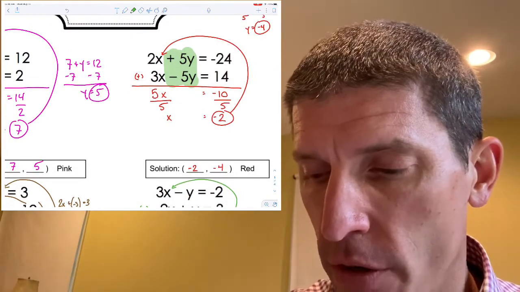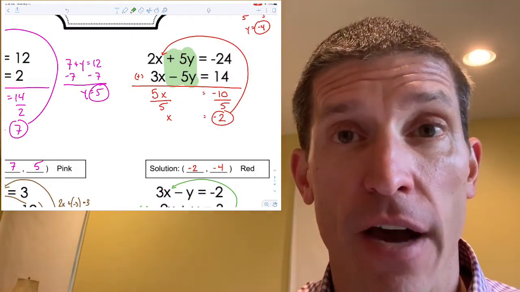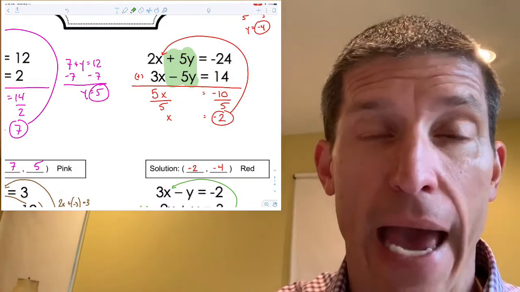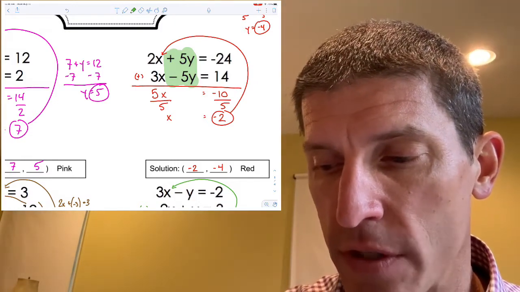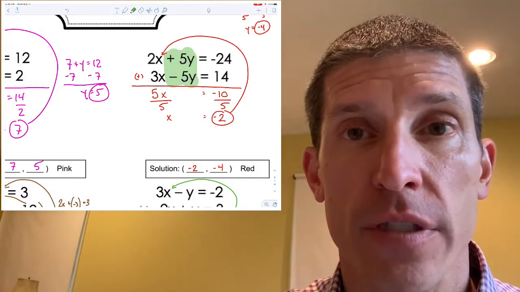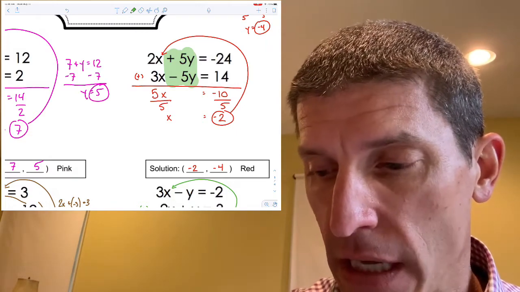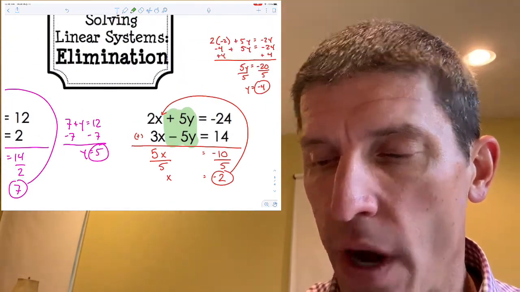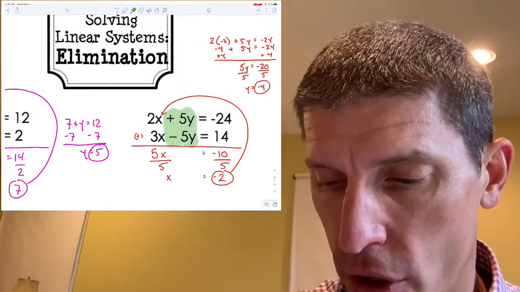Same thing over here on the red. I saw positive 5 and negative 5 lined up, so I added the two columns. 2x and 3x was 5x, negative 24 and 14 was negative 10. I got x as negative 2, I put it back in, I got y was negative 4, and I was golden.